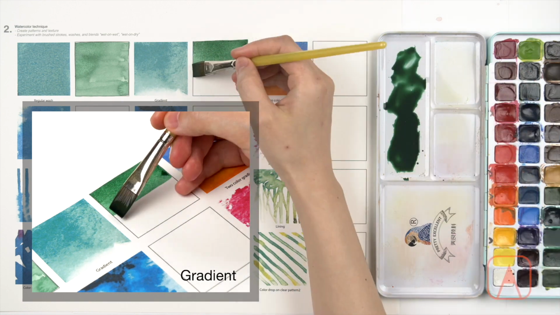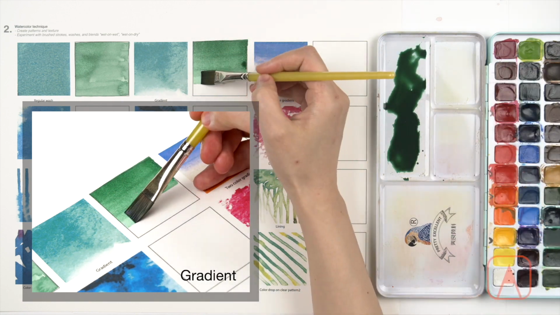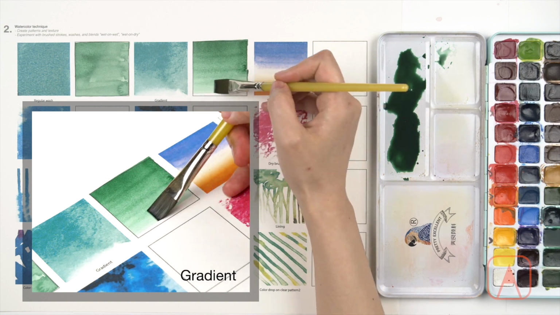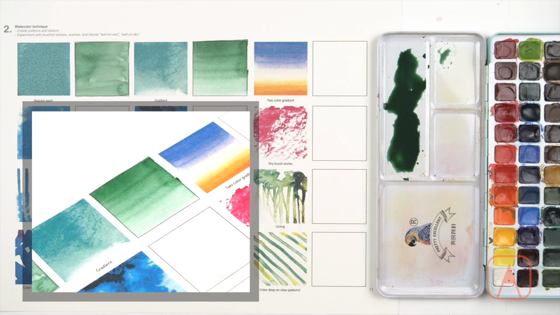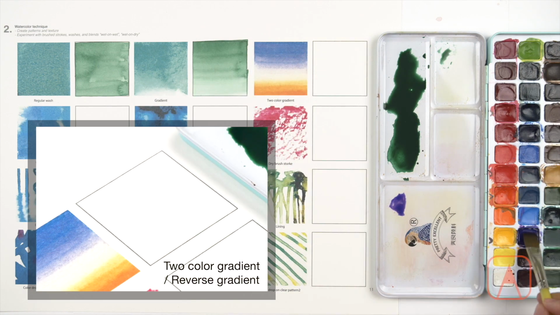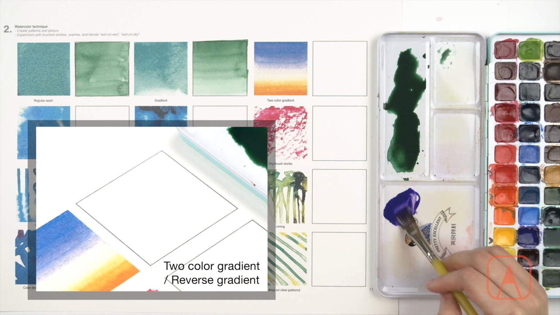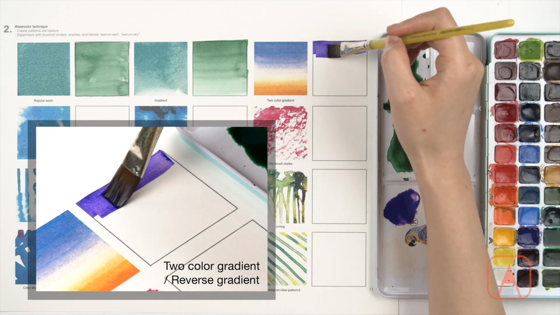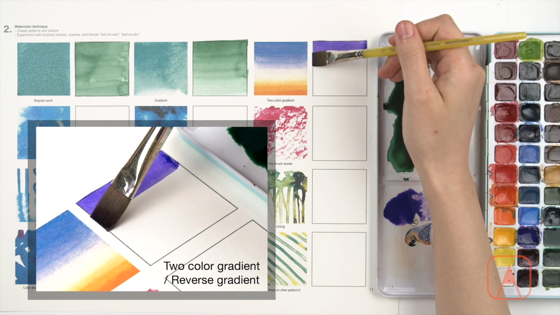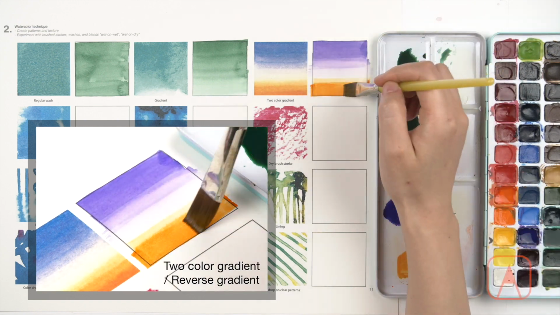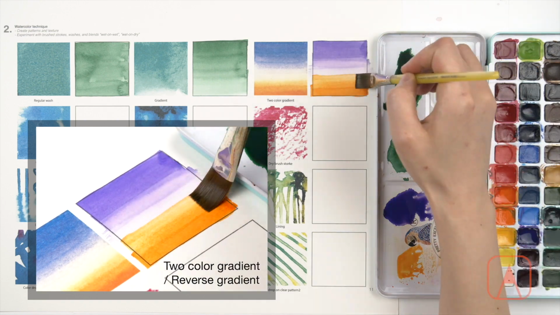Gradient, where you'll cover the top of the box with a layer of pigment with the least amount of water and slowly dilute the pigment on the palette to make the wash lighter as you go down the gradient. 2 color gradients, where you'll use the gradient technique on both the top and the bottom, choosing contrasting color combinations.